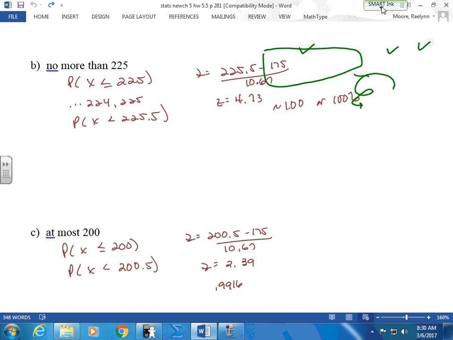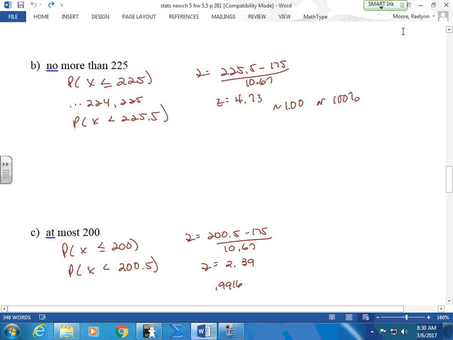No more than, when you're doing no more than, think money in your pocket. If you have no more than $225, can you lend your friend $226? You have no more than that. That's the most you have. So less than or equal to. So pick the high number. Can you use 225? Yes. Expand that 0.5 and set this up.